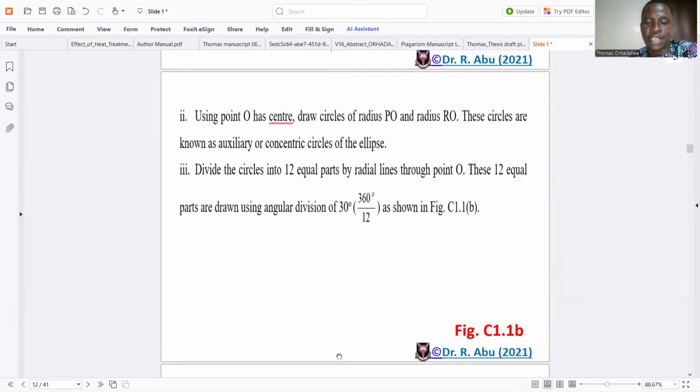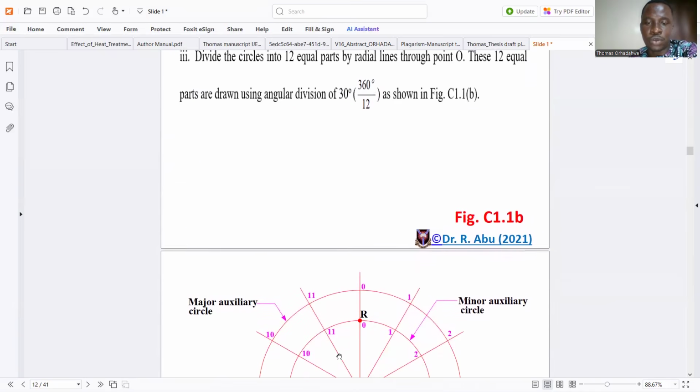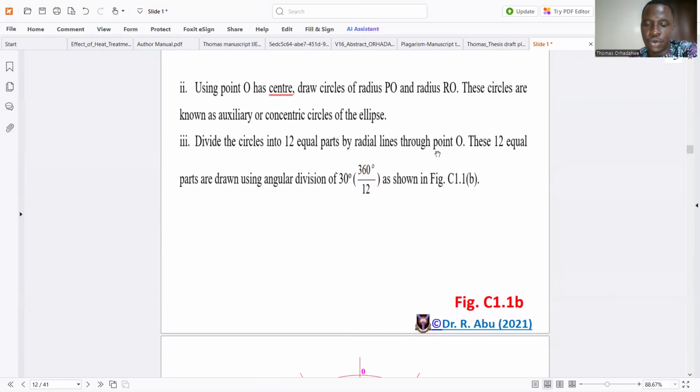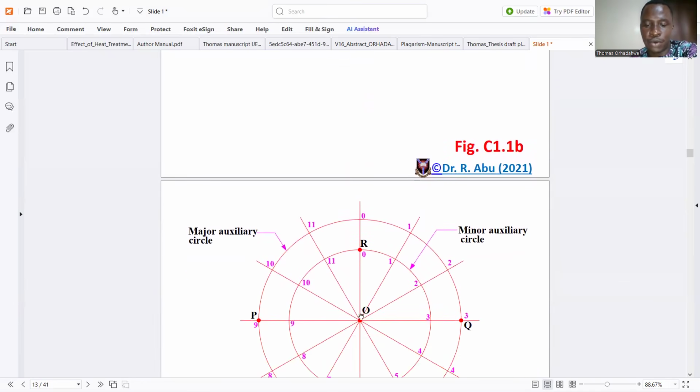After that, using point O as center, draw circles of radius PO and radius RO. Open your compass to P as your radius, then with the center at O, draw that bigger circle. Then to draw the smaller circle inside, put your compass at point O and open it to R, and with that radius, draw the smaller circle. So that is the next step.